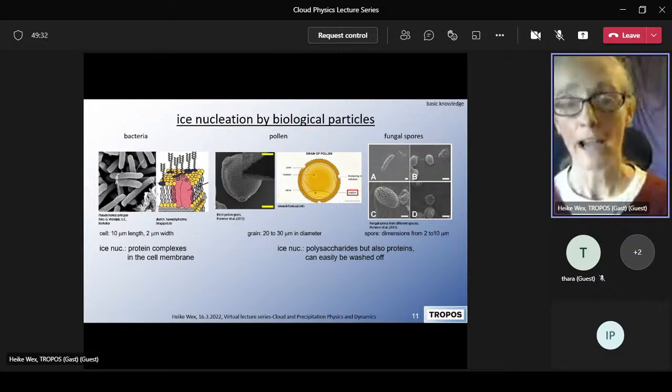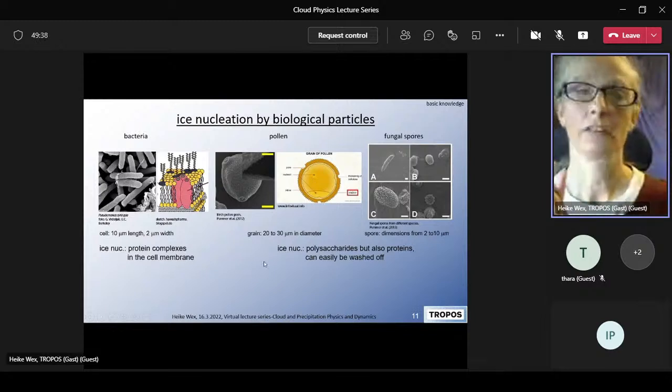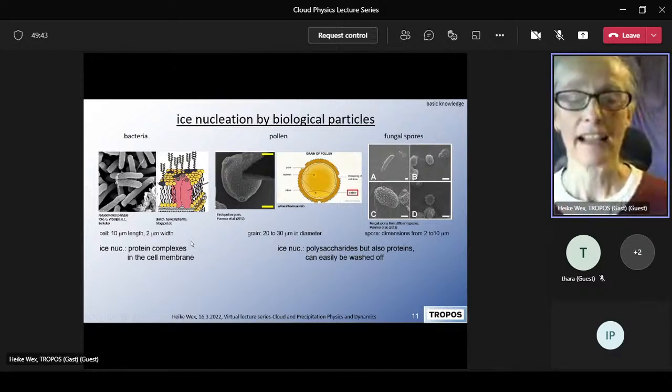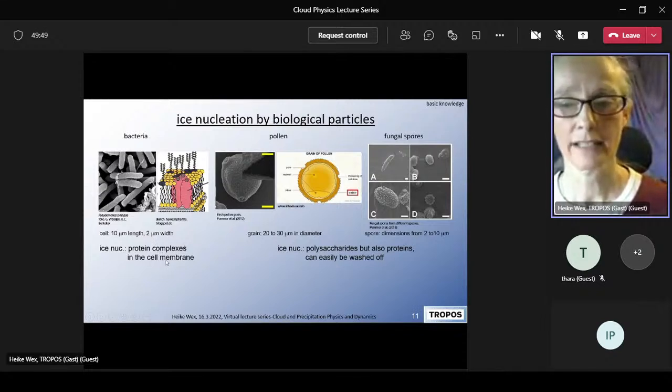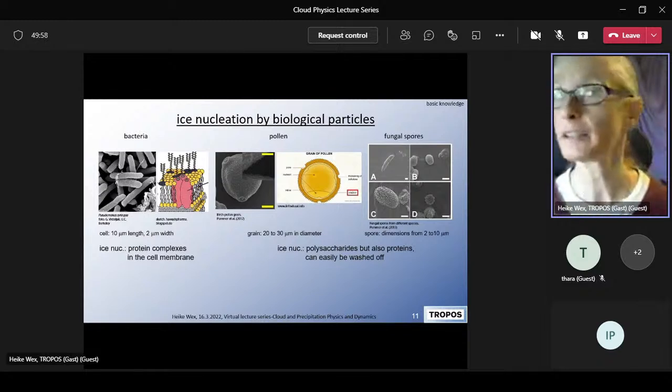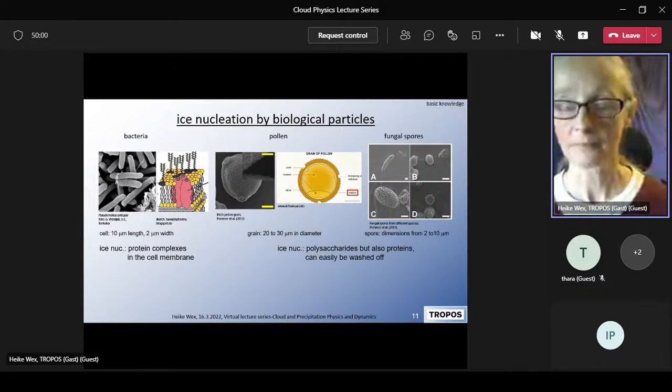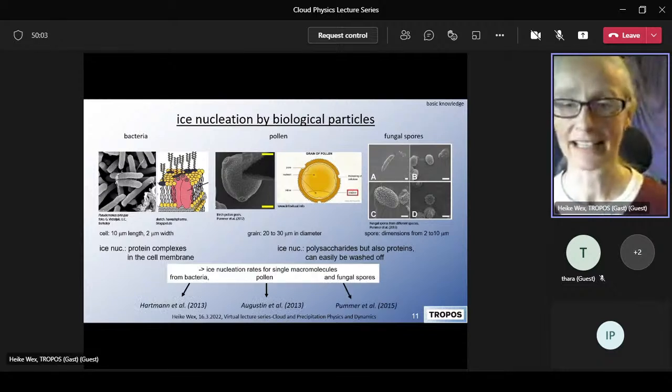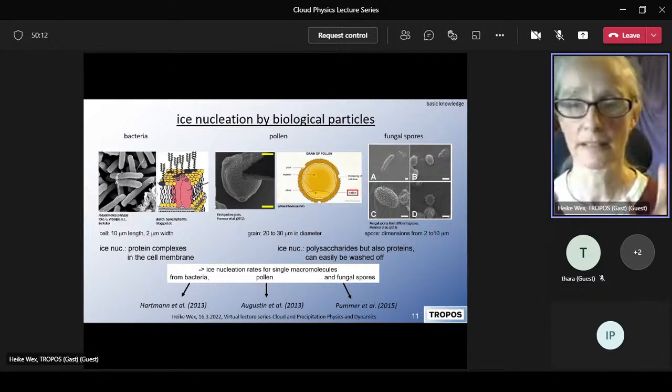But we know now, from research in the last decade, that on all of these, it is a small macromolecule of a nanometer in size, maybe roughly that order of magnitude, that causes the ice nucleation. So for bacteria, it is protein complexes in cell membranes. And for pollen and fungal spores, it can be polysaccharides, so long chain sugars, or also proteins. And for them, they can typically easily be washed off. So we know that from research in the last decade. I mentioned some papers here where with our flow tube in Leipzig, we got ice nucleation rates for single macromolecules, but I won't dwell on that.